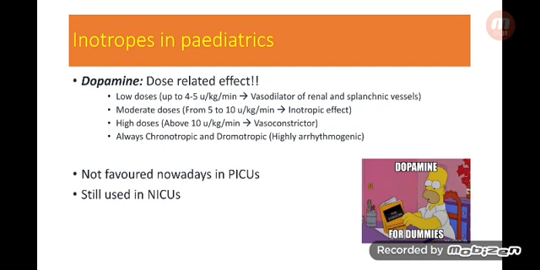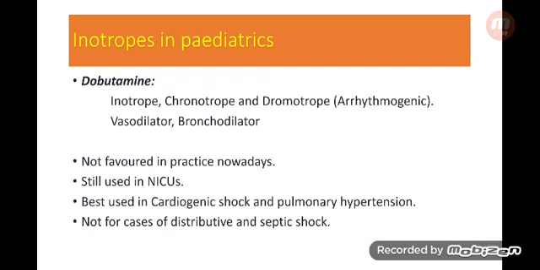It's still used in NICUs more often than it is used in PICUs, but that's all I can say about it for the moment. Yeah, just keep knowing about it, because you don't know when we are going to go back to any of these drugs again.